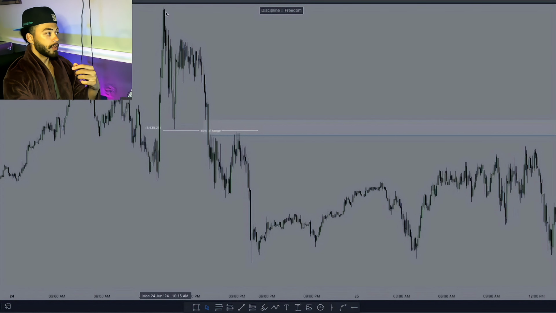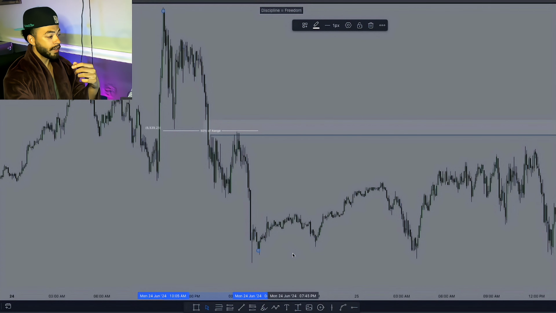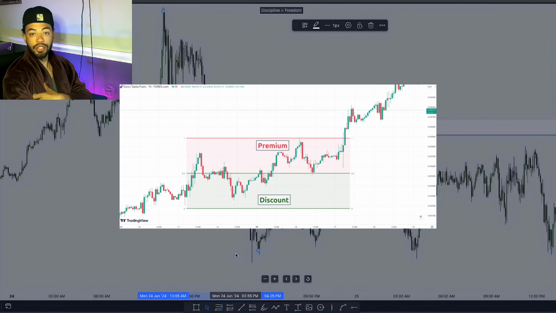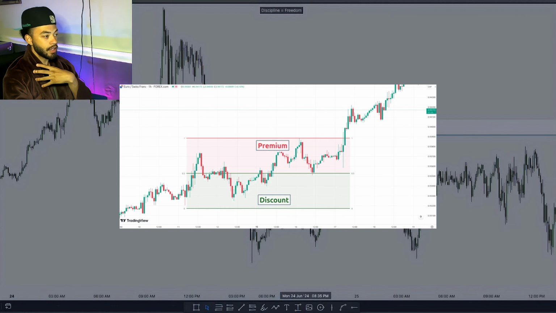So we take 50% of this range. This white line is drawn from the high and from the low. I personally use the candle bodies and not the wicks to get 50% of the range.